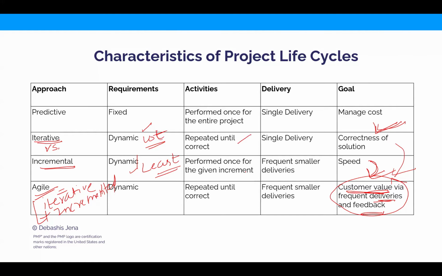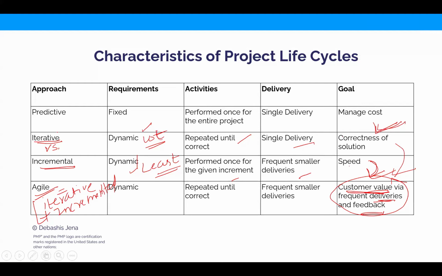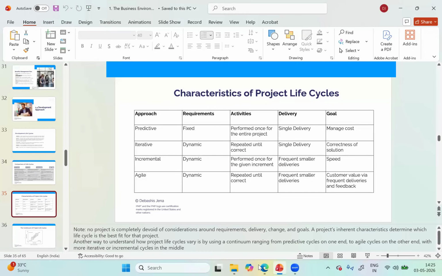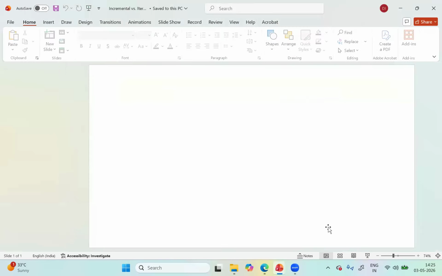Here activities are repeated. Here they're done once. Here single delivery, frequent delivery. Here the goals are very different, you see. I'll show you a simple diagram to further differentiate between iterative and incremental. Take a look at that first. Simple diagram, which people find easy to understand.